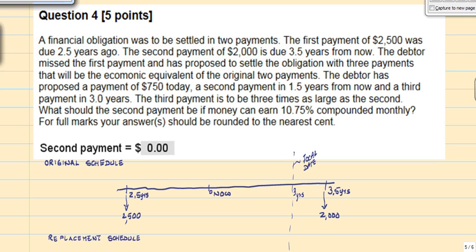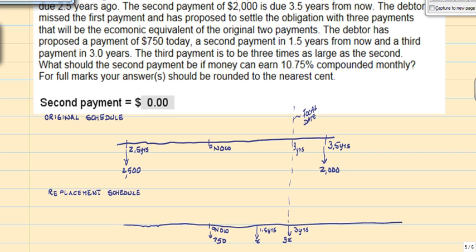So let's take a look at this original schedule. The original schedule called for $2,500 2.5 years ago and $2,000 3.5 years from now. The replacement schedule calls for first payment in the amount of $750 today, now, at time 0. Second payment 1.5 years from now in the amount of X. And last payment 3 years from now in the amount of 3X, 3 times as large as the second payment.